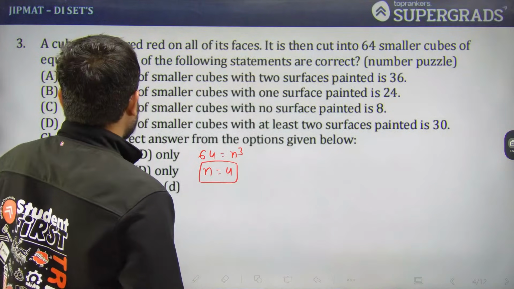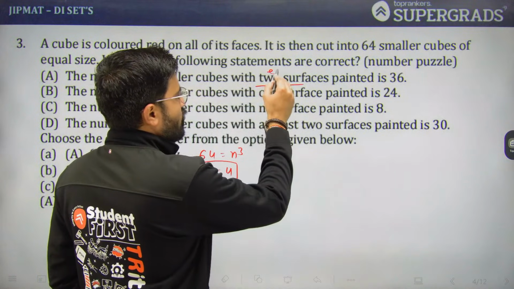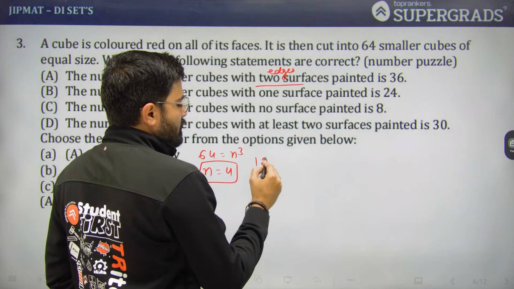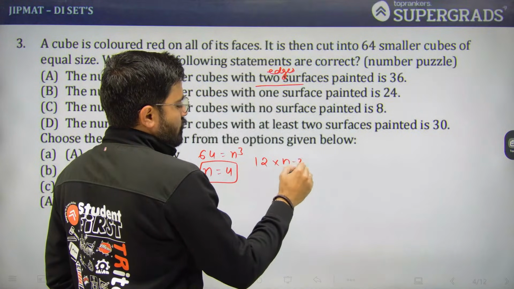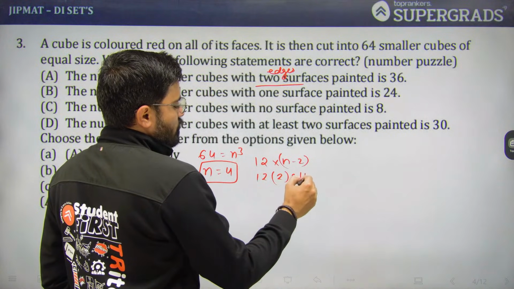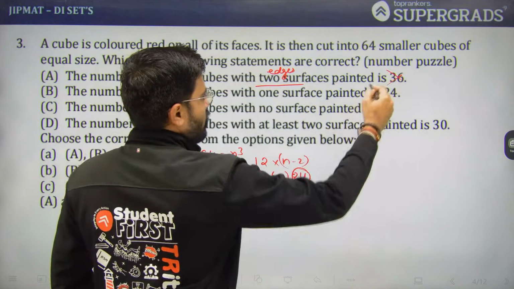Now, the first thing they are talking about is two surfaces painted. Two surfaces means they are talking about edges. So, how many cubes will have two surfaces painted? That is 12 into n minus 2. That is 12 into 4 minus 2, which is 2. So, the answer is what? 24. So, this is wrong.